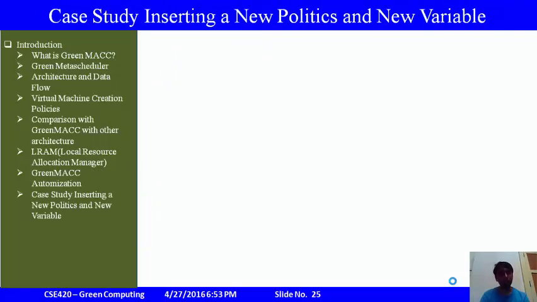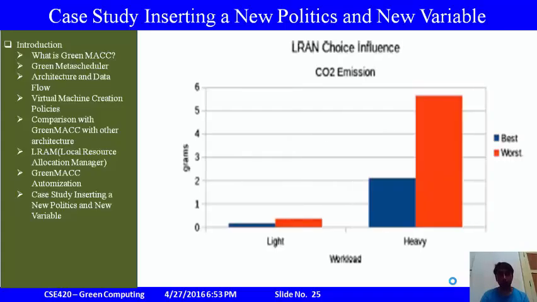Moving on, now this is a graph which shows the LRAM choice influence for CO2 emission. And here we have the best and the worst case for this scenario. On the x-axis we have the workload, on the y-axis we have the grams of CO2 emission.